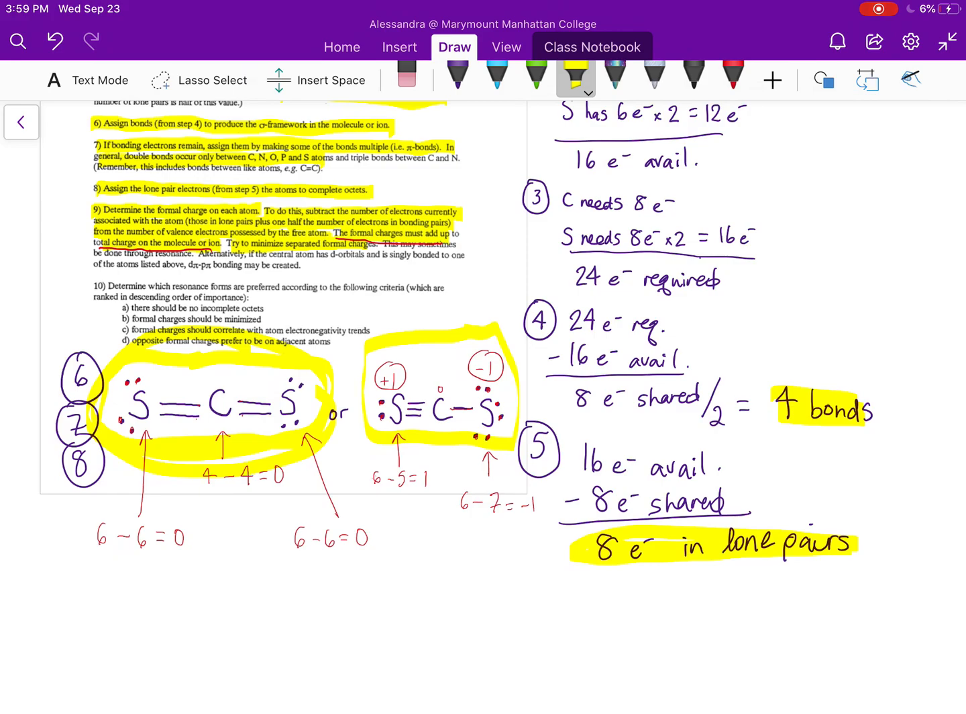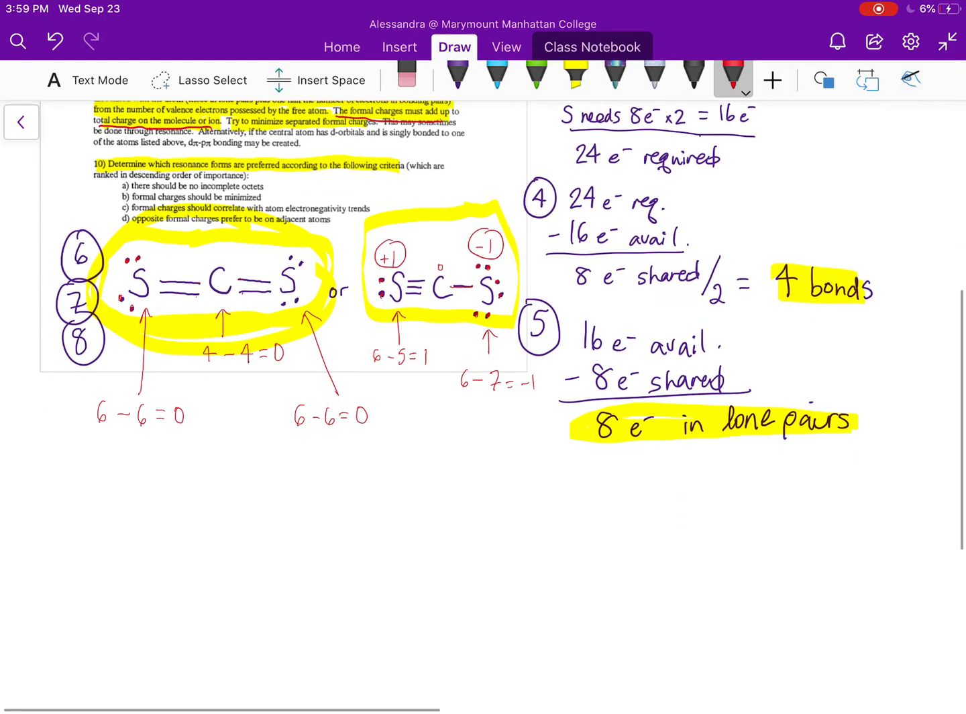Now, we can also see that in the following step. This is step 10. Determine which resonance forms are preferred according to the following criteria. Aha! So now we have a name for these two structures. These are different resonance forms or resonance structures.